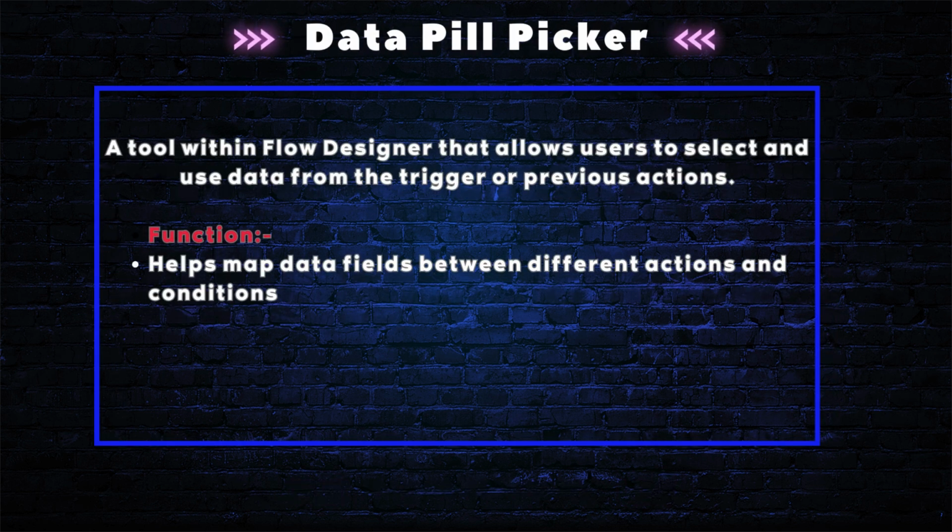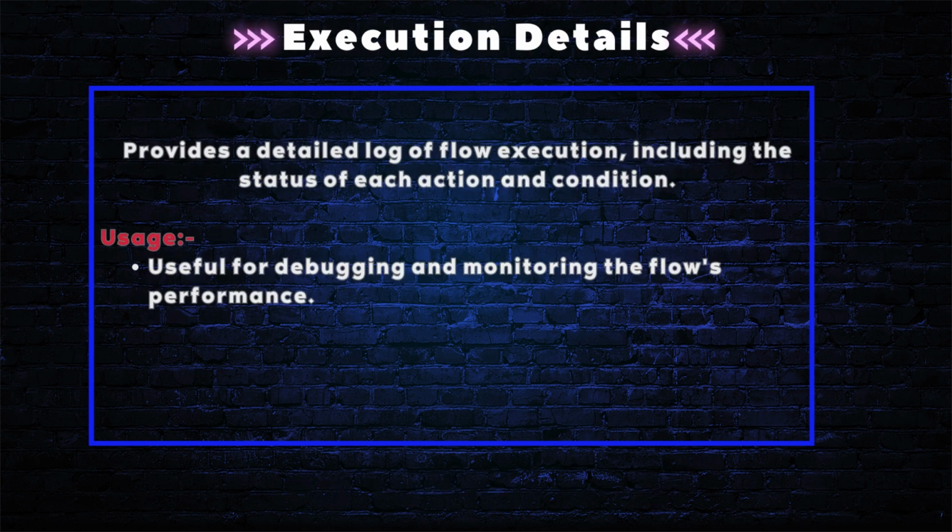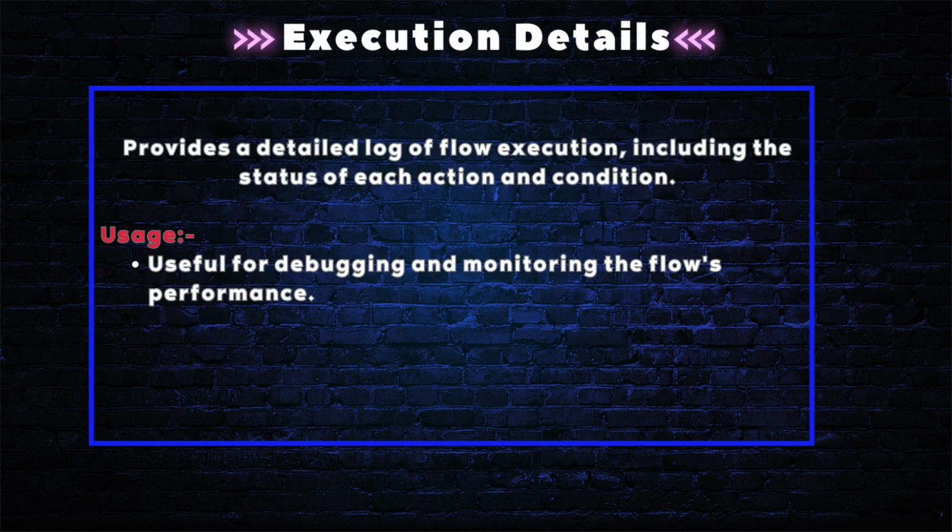Data picker, a tool within Flow Designer that allows users to select and use data from the trigger or previous actions. Function: helps map data fields between different actions and conditions. Execution details provides a detailed log of flow execution, including the status of each action and condition. Usage: useful for debugging and monitoring the flow's performance.